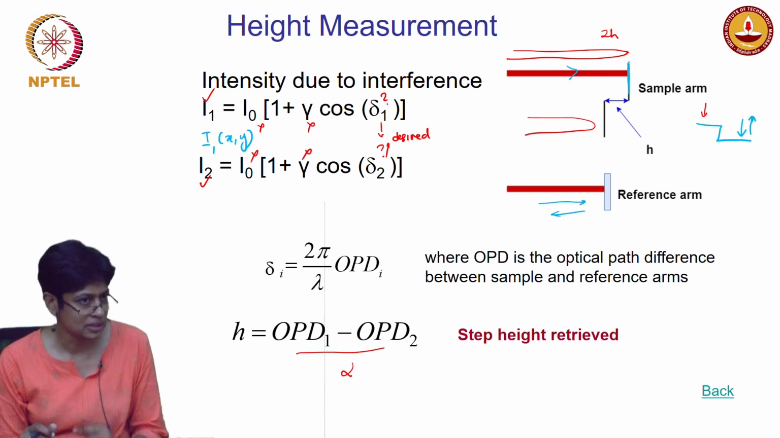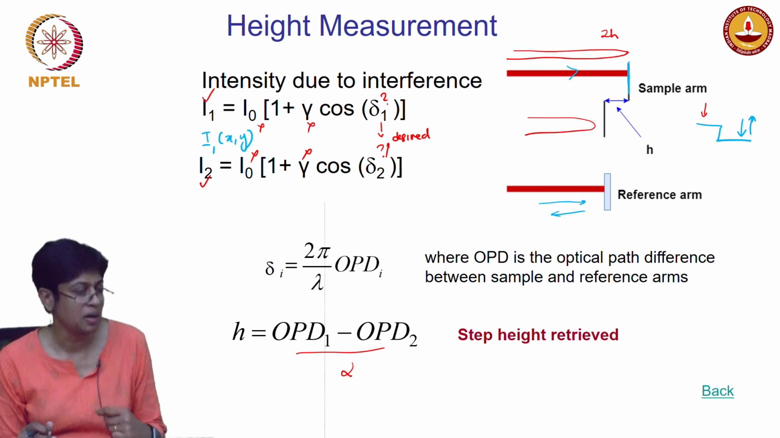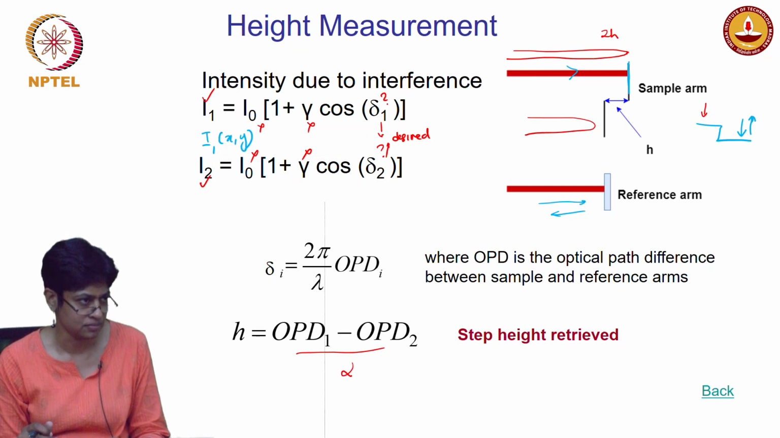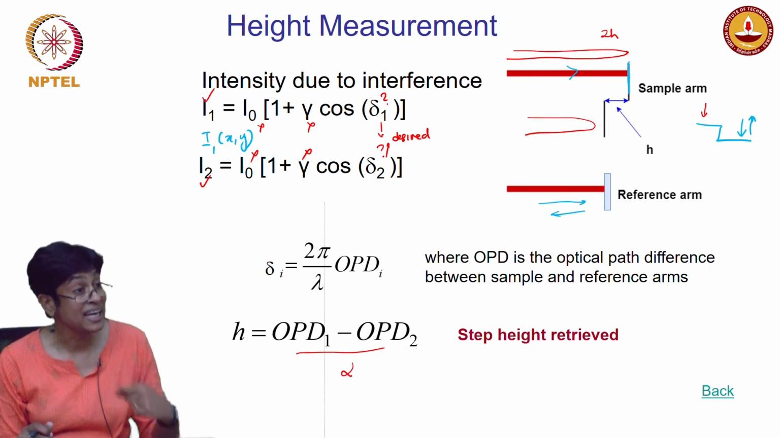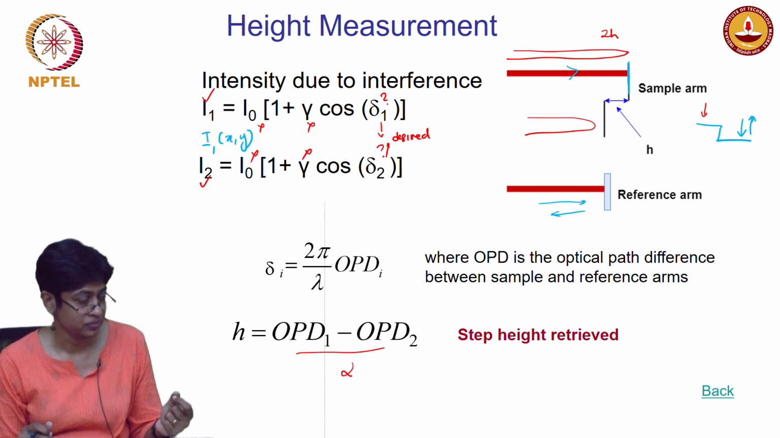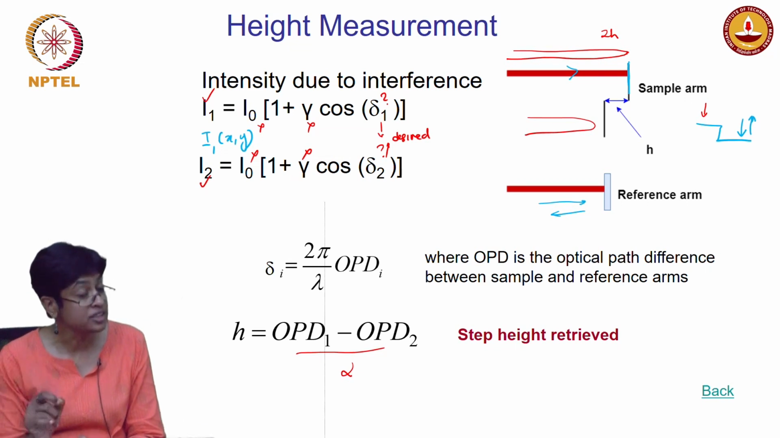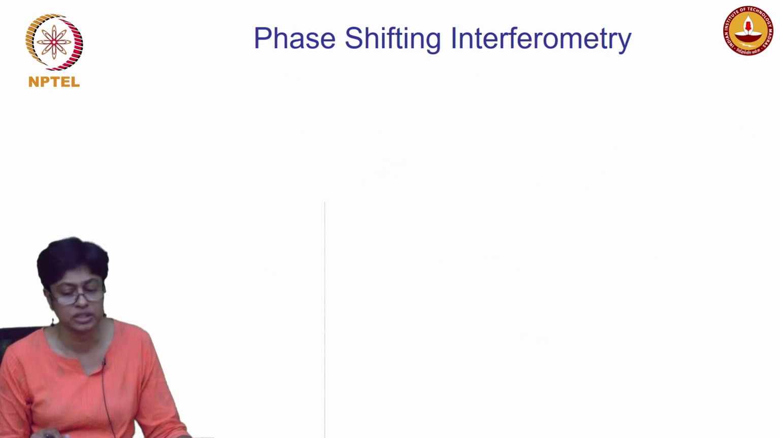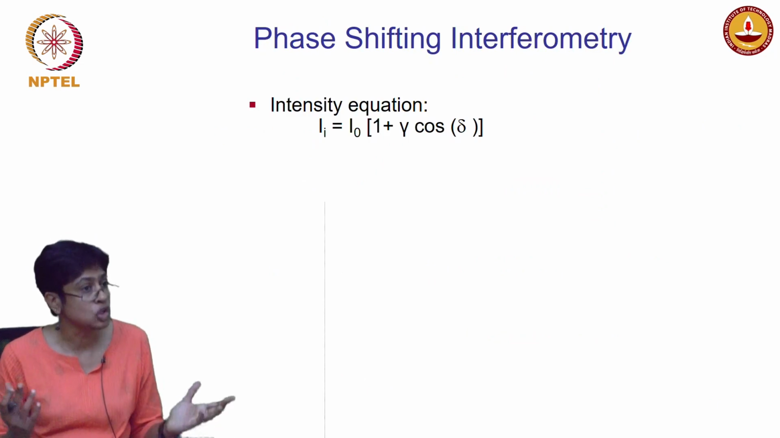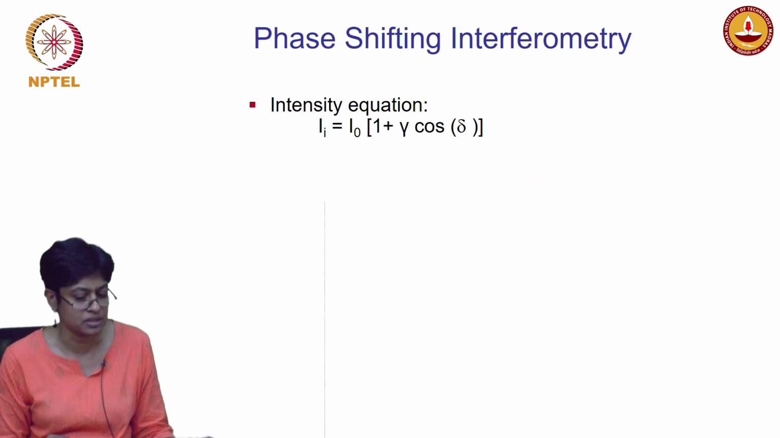But what I can do is this. If somehow I can introduce a known phase change, then I can make another measurement. I haven't changed the intensity of the beams involved in the interference, but I am introducing a known phase change. So how do I do that? This is called phase shifting interferometry.